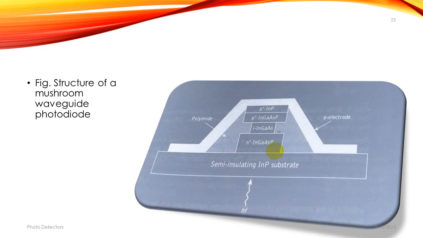The structure of a mushroom waveguide photodiode. A photodiode containing a waveguide structure shown in mushroom waveguide can however be used to overcome the bandwidth quantum efficiency trade-off between the device capacitance and contact resistance. The structure is illustrated in the figure. This is a structure for a mushroom waveguide photodiode. This is P electrode, this is polyimide, semi-insulating indium phosphide substrate.